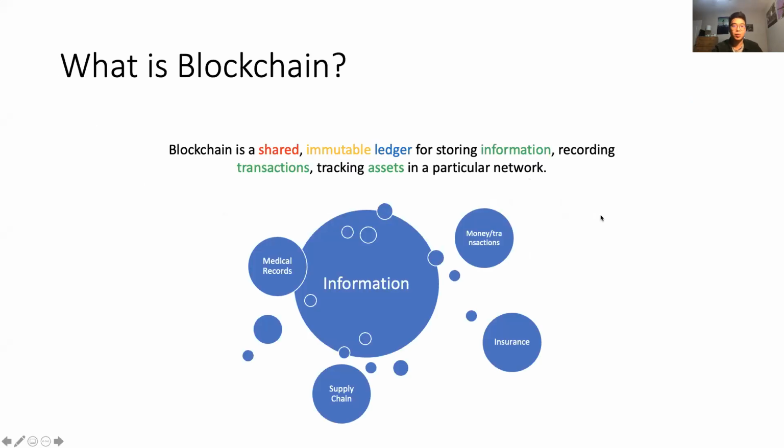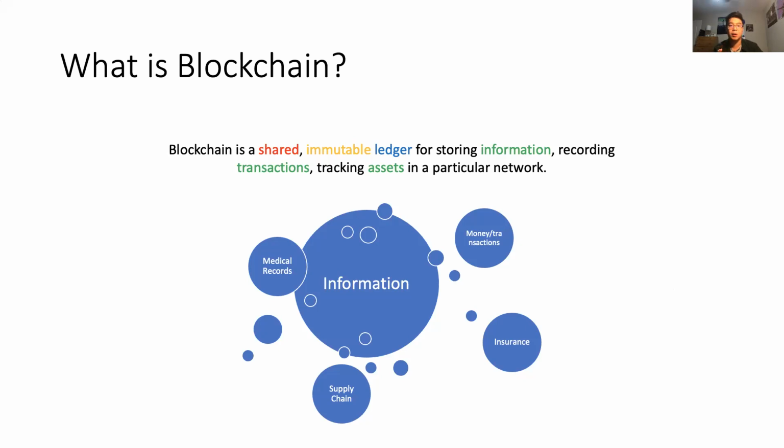So speaking of that, what is blockchain? Blockchain is a shared immutable ledger for storing information, recording transactions, and tracking assets in a particular network. That may sound really confusing. In a few slides, we're going to dive into all the words that are highlighted and discuss what they mean.